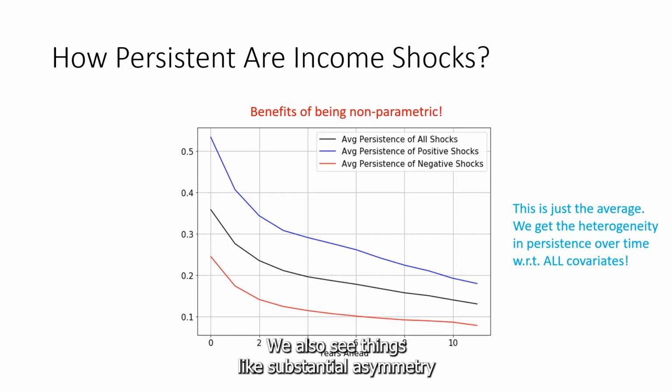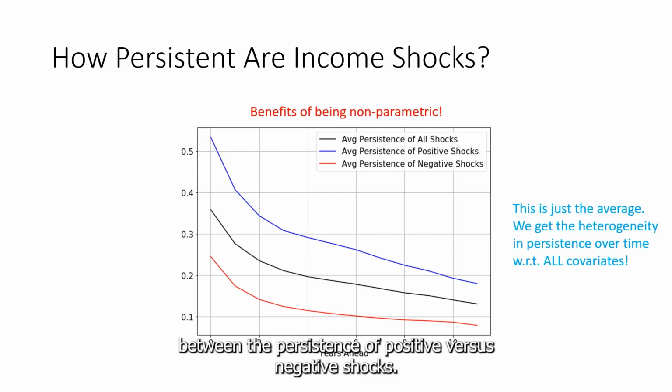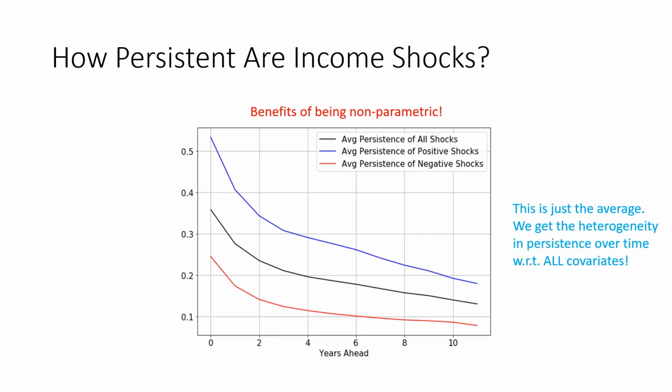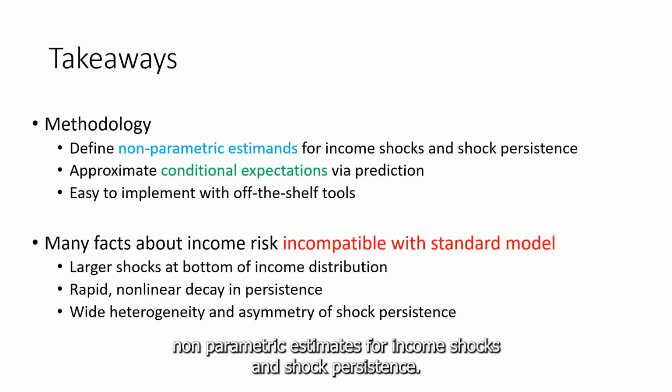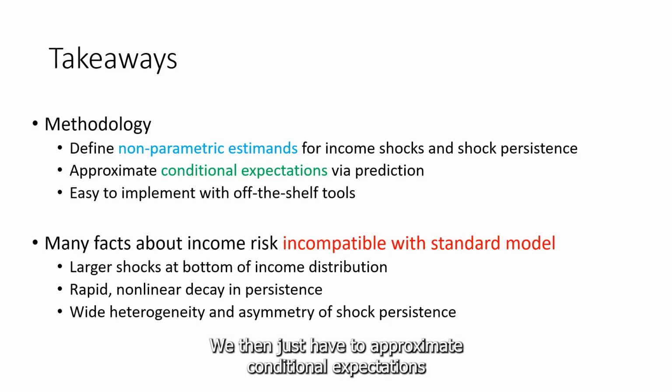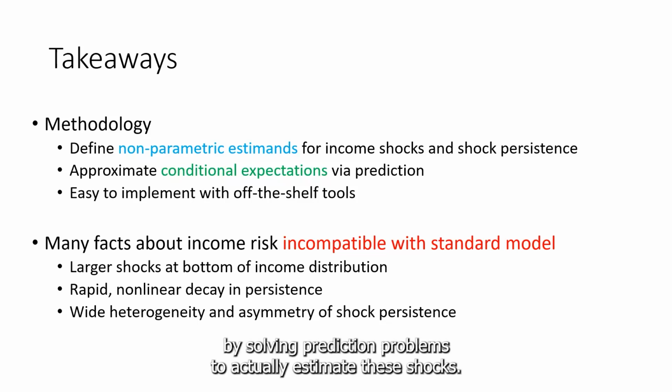We also see things like substantial asymmetry between the persistence of positive versus negative shocks. And what I'm plotting here are just averages. We actually get the heterogeneity in persistence over time with respect to all covariates, which is very powerful. So some of the takeaways: our methodology was to define non-parametric estimands for income shocks and shock persistence. We then just have to approximate conditional expectations by solving prediction problems to actually estimate these shocks, and this is easy to implement with off-the-shelf prediction tools.